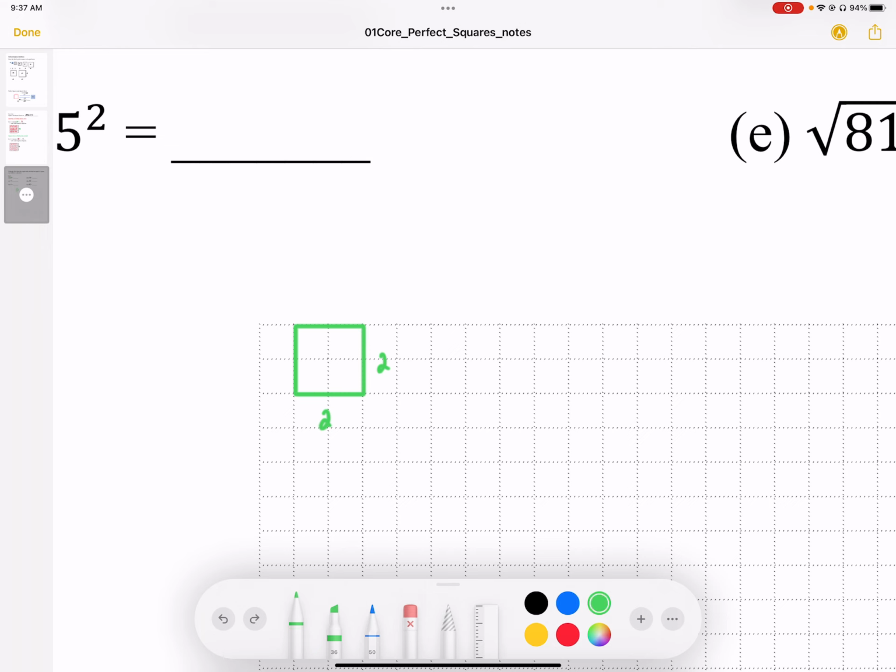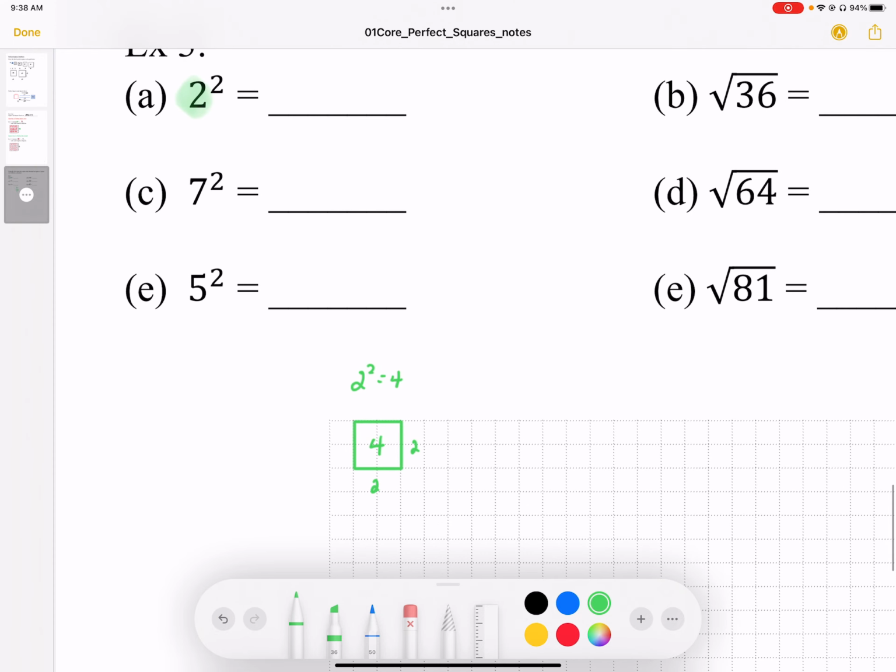Okay, so 2 squared gives me 4 squares of area. So then my area, which I'm going to do in a different color actually, 2 squared is an area of 4. So when I actually count this, I can count 1, 2, 3, 4 squares of area. Okay, so the answer is 4.